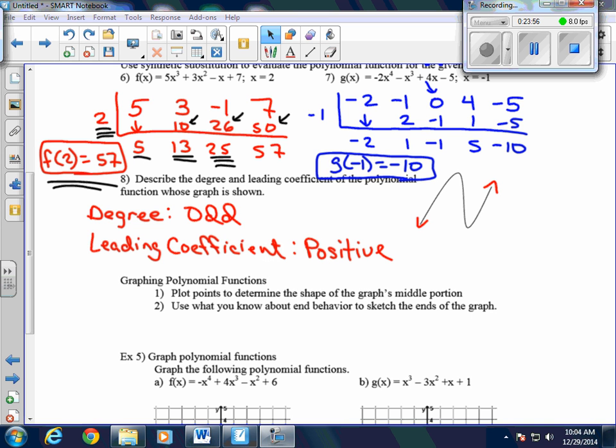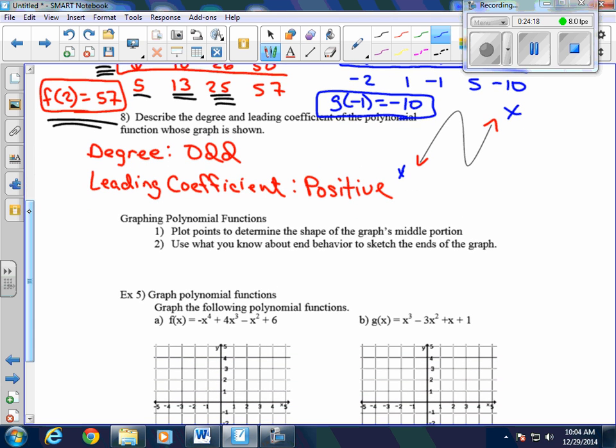And the degree for number 8 is odd because we notice that our end behaviors, we have one down here and one up here. They're not on the same side. So one is up and one is down, so automatically it has to be odd. And then it goes up to the right, so it is positive. If it would go down to the right, then it would have been negative.